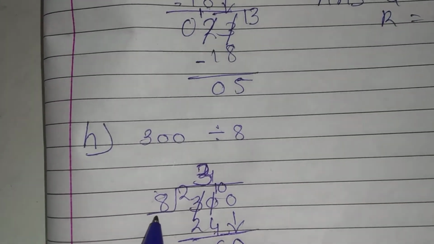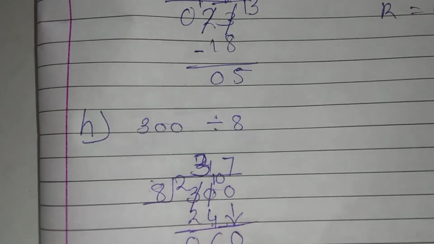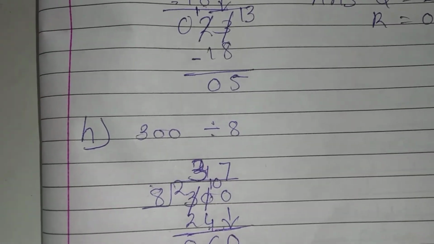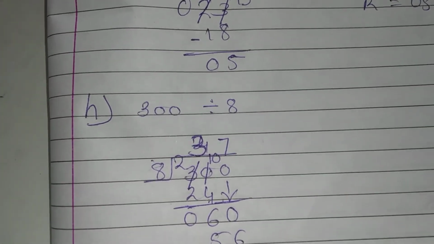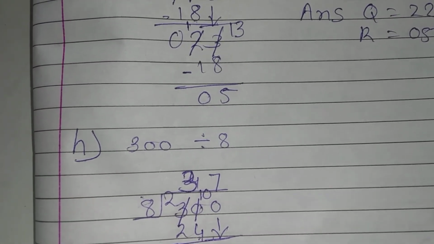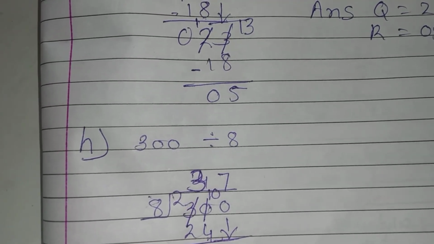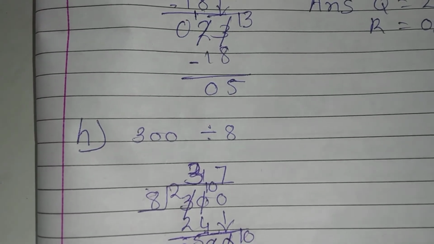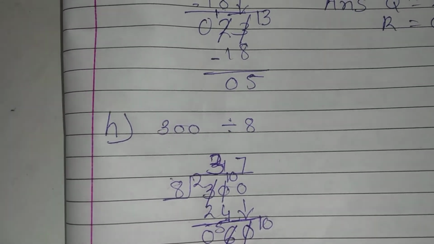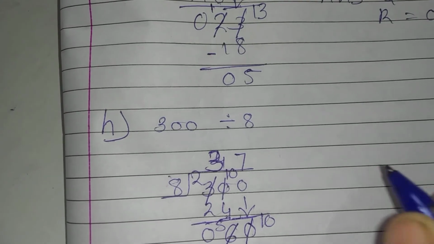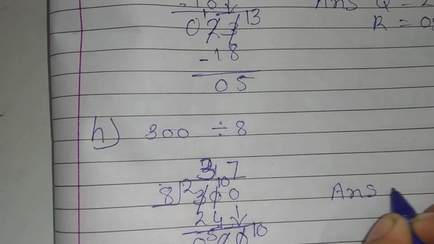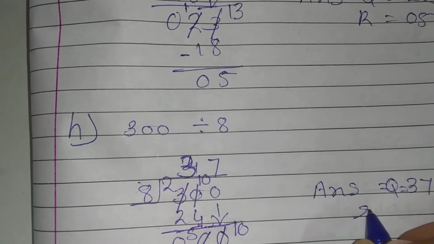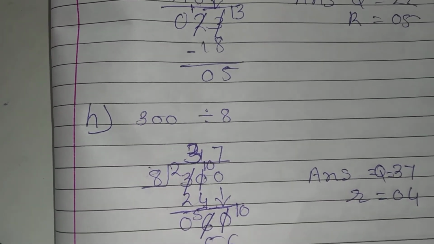8 sevens are 56. 0 minus 6 is not possible. Cut 6, write here 5. Cut 0, write here 10. 10 minus 6, 4 is there. 5 minus 4, 0 is there. So here the answer is Q is equal to 37 and R is equal to 4.